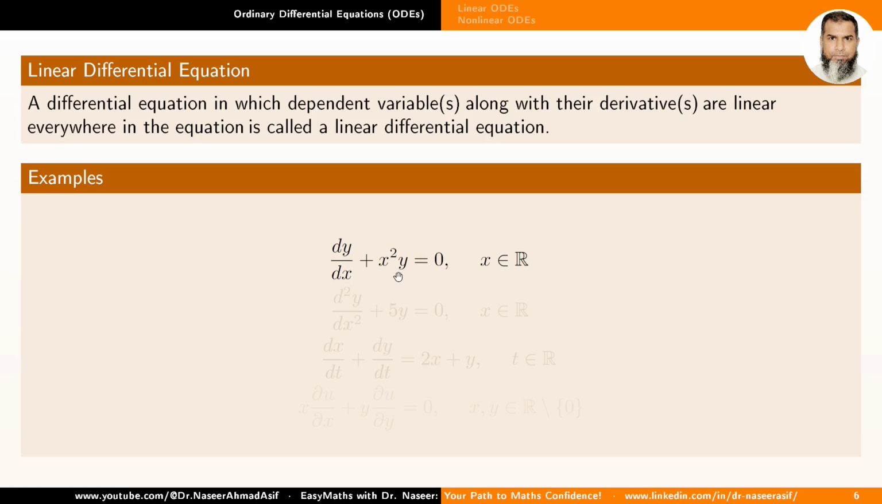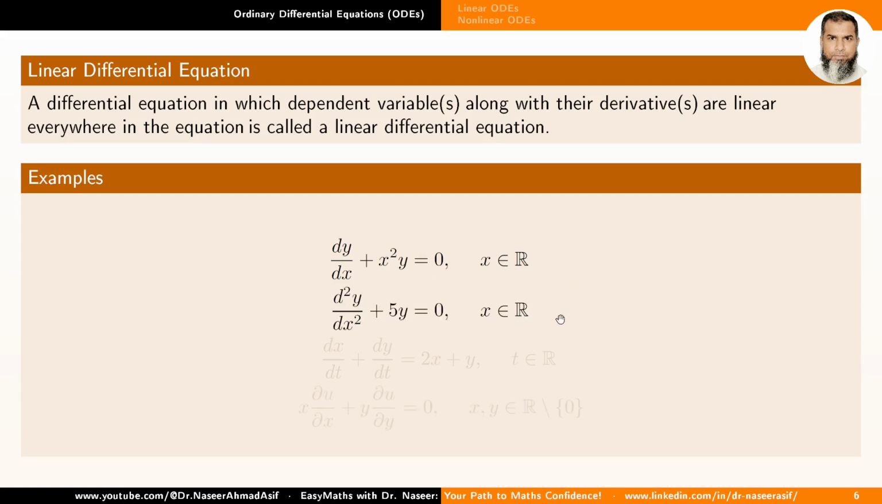In this case, there are two variables x and y. This is the derivative of y with respect to x. In this equation, we can see y is the dependent variable, x is the independent variable. This dy by dx is a linear term. Also, this y is linear. So, this is a linear differential equation.